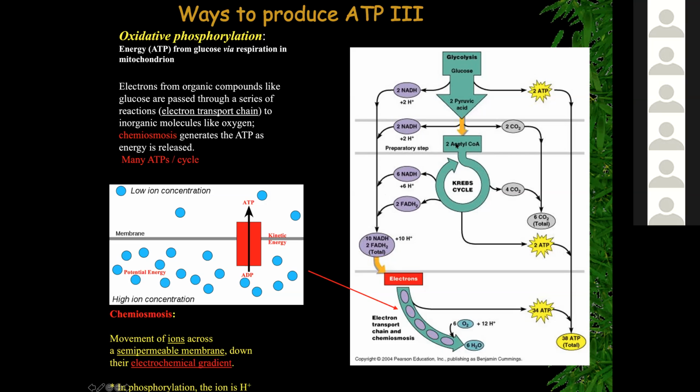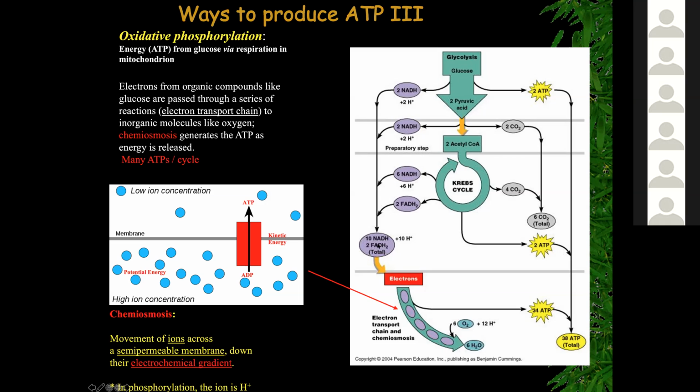And acetyl-CoA is a critical compound, because it's the first step in the Krebs cycle. And again, I'll talk about the Krebs cycle later. The Krebs cycle occurs in mitochondria. So we have these electrons.